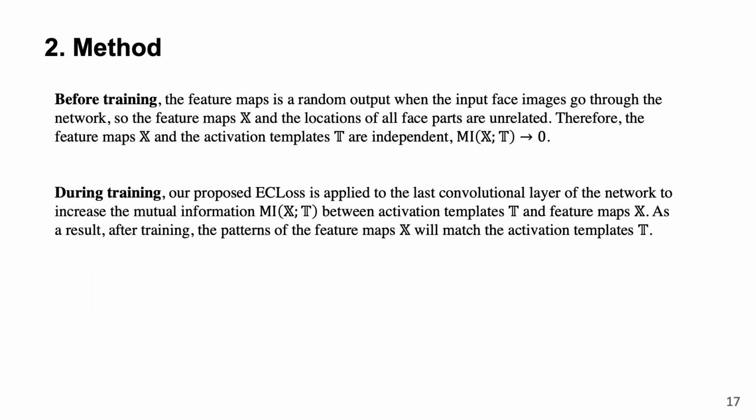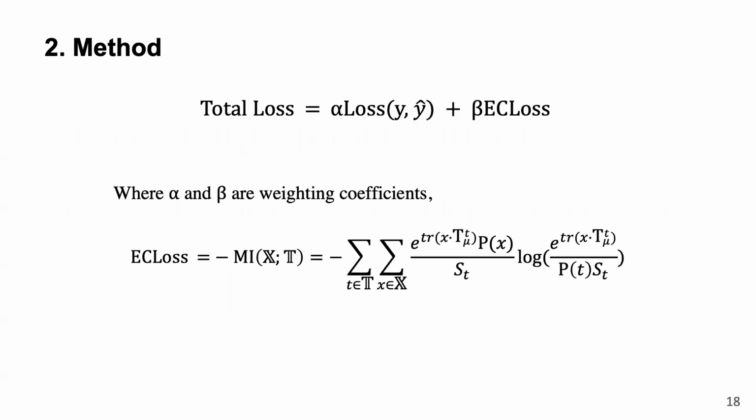During training, we propose that EC loss is applied to the last convolutional layer of the network to increase the mutual information between X and T. As a result, after training, the pattern of the feature map X will match the activation template T. Finally, we define a total loss to be alpha times the classification loss plus beta times our EC loss, where alpha and beta are weighting coefficients and the EC loss is the negative mutual information.